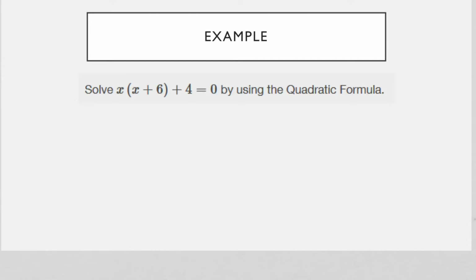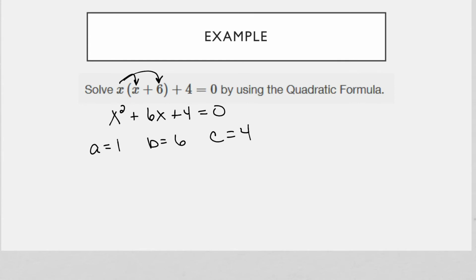Okay, so let's take a look at this one. Is this written in standard form? No, it is not. All right, so let's get it that way. Let's distribute. So I've got x squared plus 6x plus 4 equals 0. And that is written in standard form. So I'm good now. I've got my A is 1, my B is 6, and my C is 4.